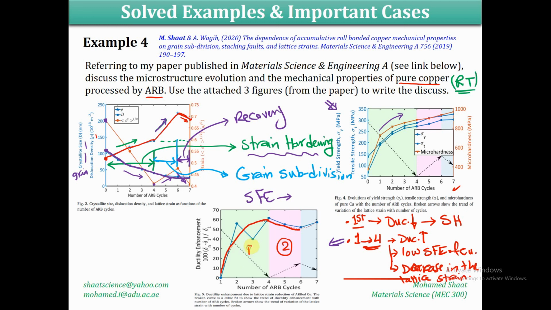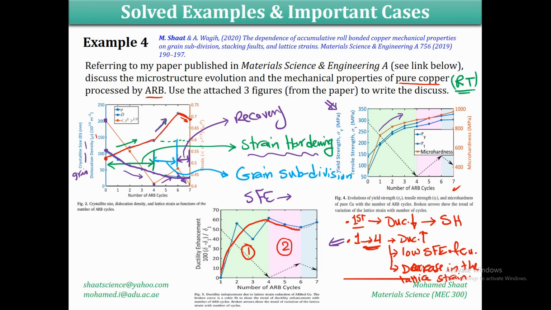So within the first region, why has the ductility increased? After the first cycle, why has the ductility severely decreased? Because of the strain hardening. Within cycles 1 to 4, the first region, why has the ductility increased? Because of the low stacking fault energy of the copper and the decrease in the lattice strain, which indicates that there is no significant overlapping between the dislocations.